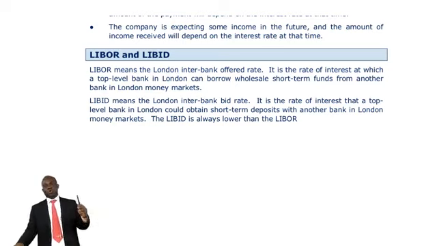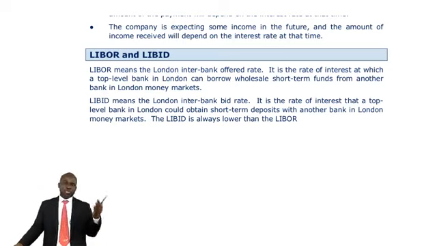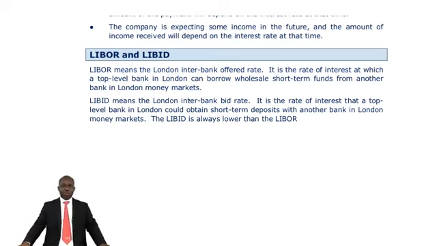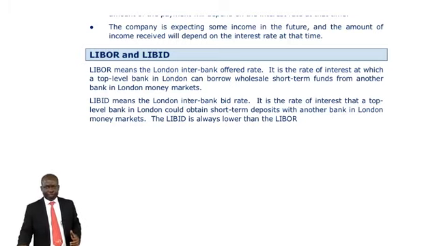Okay, so as we said earlier, your deposit rate should always be less than your borrowing rate. So the LIBOR is always higher than the LIBID. The LIBOR is always higher than the LIBID. Okay, now let me explain something in the exam room.